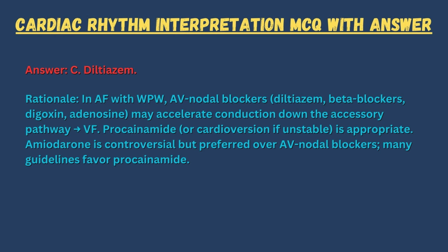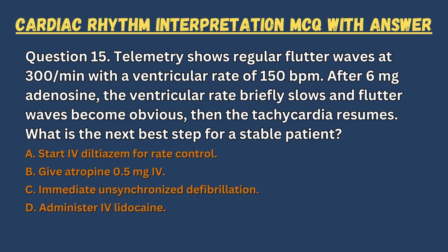Answer: C. Diltiazem. Rationale: in AF with WPW, AV nodal blockers (diltiazem, beta blockers, digoxin, adenosine) may accelerate conduction down the accessory pathway, causing VF. Procainamide or cardioversion if unstable is appropriate. Amiodarone is controversial but preferred over AV nodal blockers. Many guidelines favor procainamide.